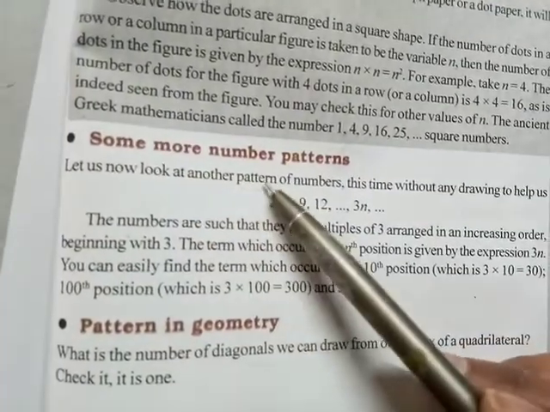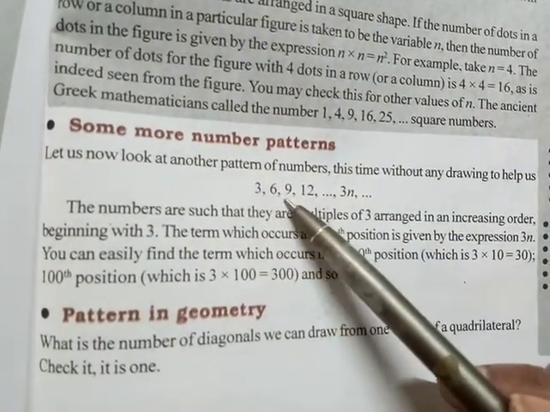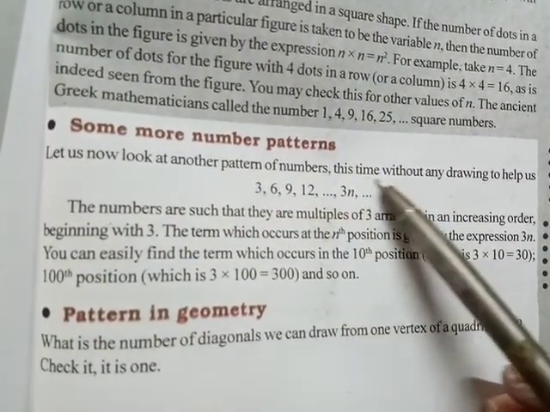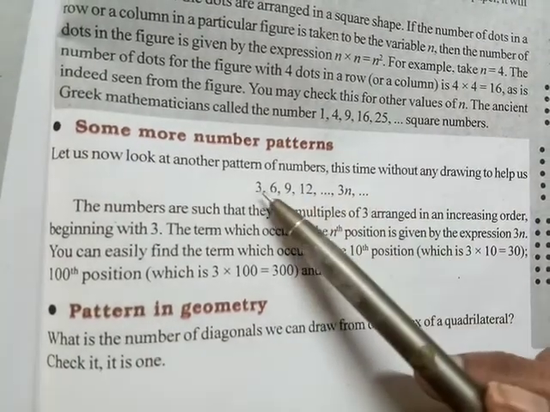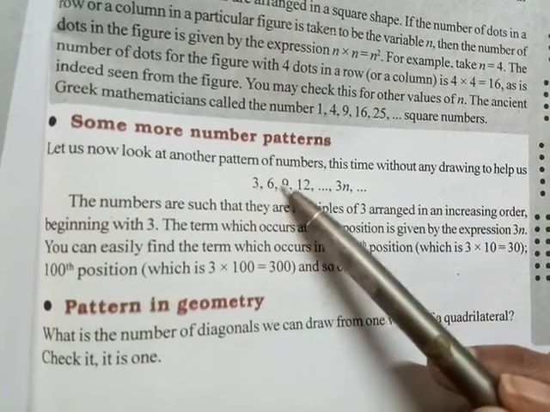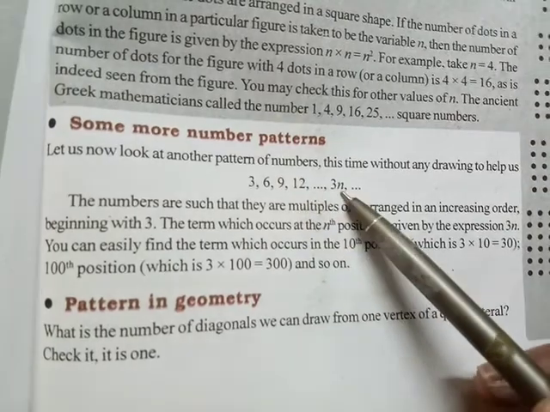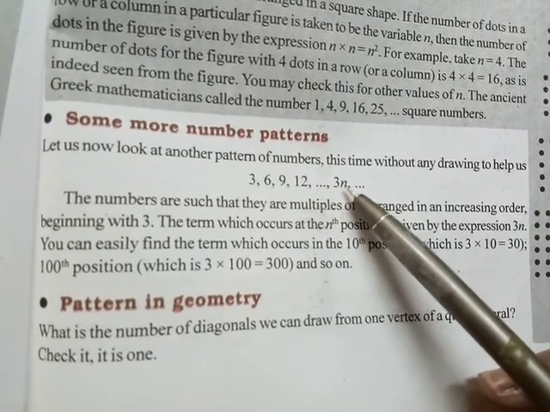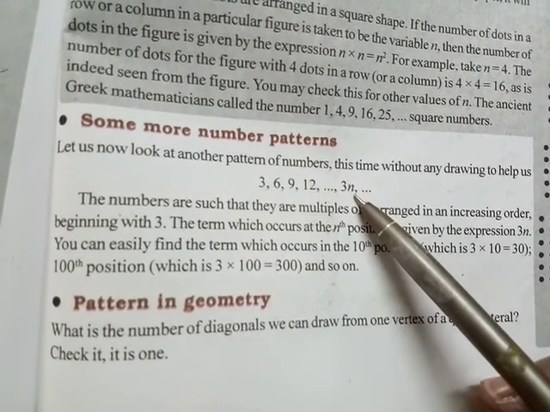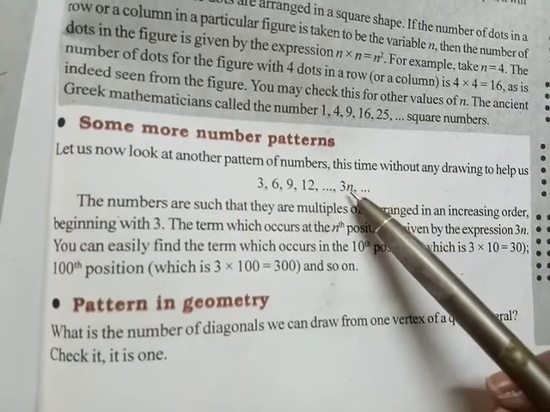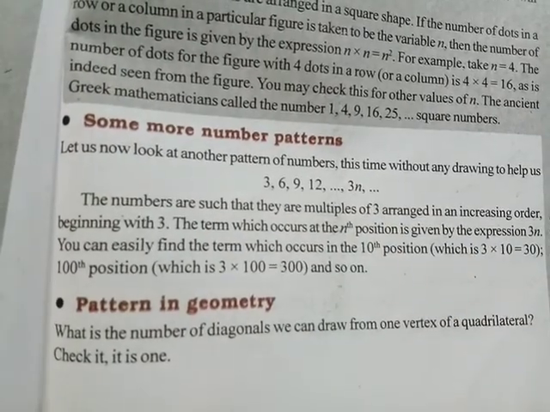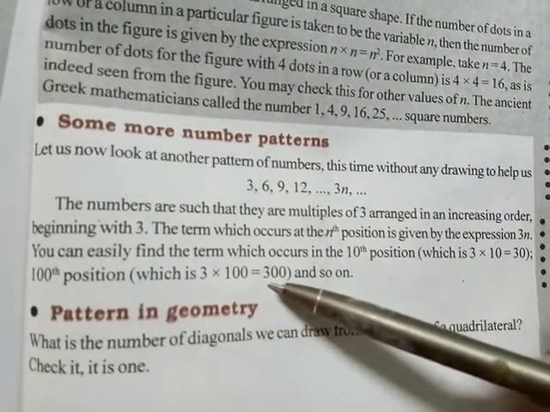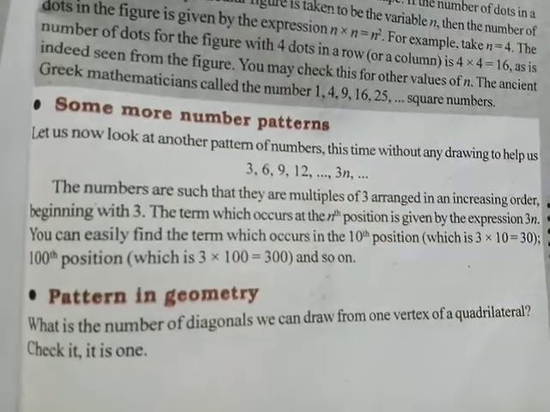Now some more number patterns are given. Suppose 3, 6, 9, 12. So what is this? It is nothing but the table of 3. 3 1s are 3, 3 2s are 6, 3 3s are 9, 3 4s are 12. So when you form a general formula, that is 3n, table of 3 multiplied by n. n can be any value, 1, 2, 3, 4, and so on. If you keep n equal to 100, your answer is 300. If you keep n equal to 50, your answer is 150.